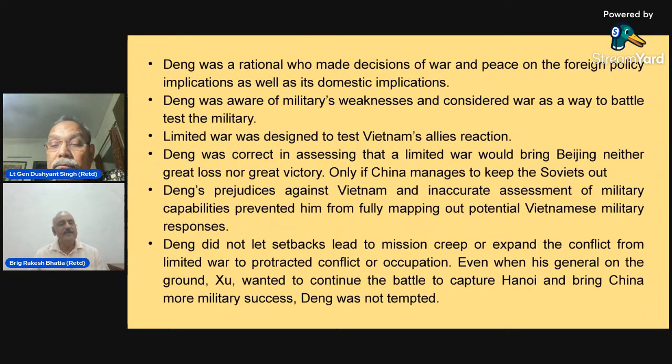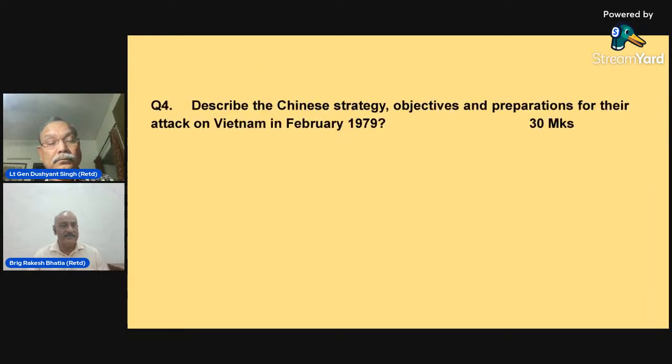So he had thought: let's go in a war limited in time and space. A message is sent not only to Vietnam, it was sent to Southeast Asia, it was sent to other nations also, that when China decides, and it is in its favor, it does not stay away from taking a decision and implementing it. So this was the major lesson that he was able to convey.